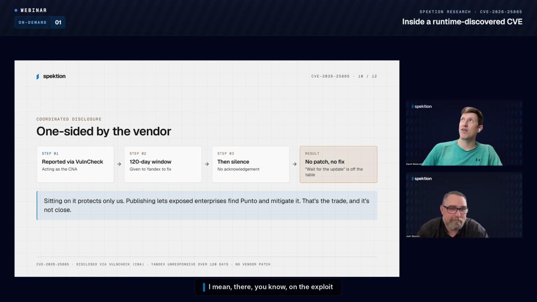Yeah, on the exploit side of things, there are a lot of people who do that, right? They'll sell it, they won't disclose it. And as a result, people trying to do any form of mitigation or remediation for software they have installed are just left in the dark.